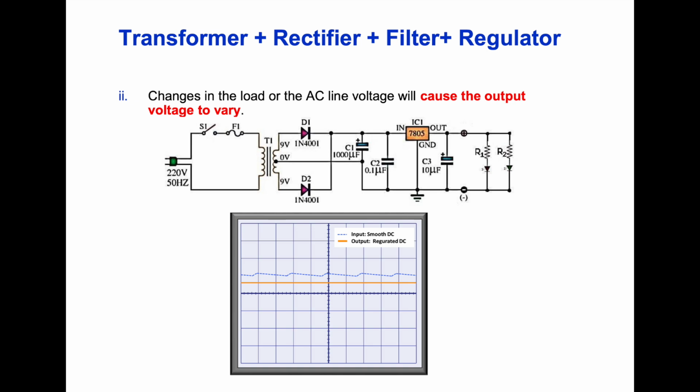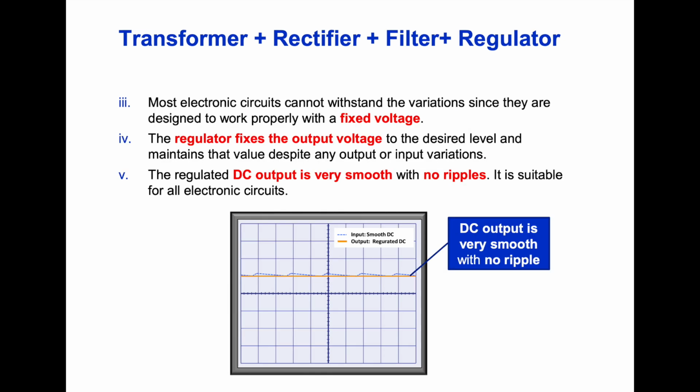The function of the regulator is also to handle changes in the load or the AC line voltage that would cause the output voltage to vary. Here you can see our output now is a straight line, a clean line, and most electronic circuits cannot withstand variation since they are designed to work properly with a fixed voltage. The regulator fixes the output voltage to the desired level and maintains that value despite any output or input variation. The regulated DC output is very small with no ripples, and it is suitable for all electronic circuits.